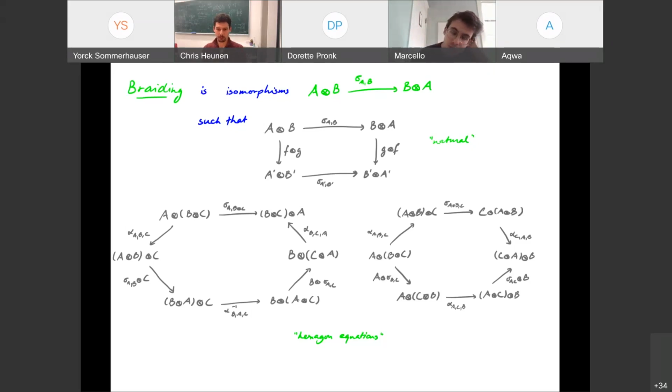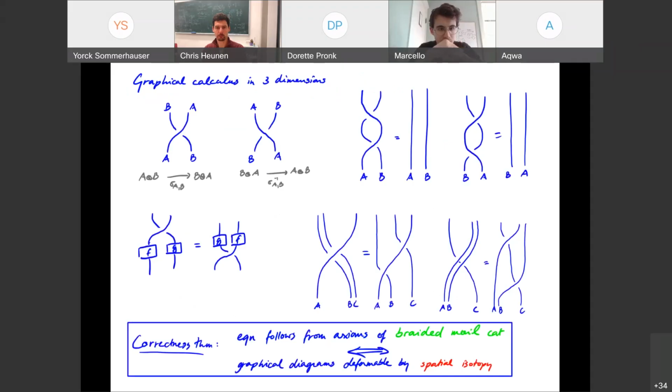Now, this is not very pleasant to see at first sight, so you can also think about it graphically. So now we're going to have a graphical calculus. It's going to have three dimensions. I'm going to draw the braiding as a special kind of box that has as inputs A and B and as outputs B and A. I'm going to draw it as the A strand going on top of the B strand. So it matters here what's on top and what's on the bottom.